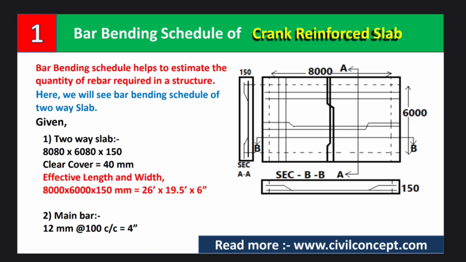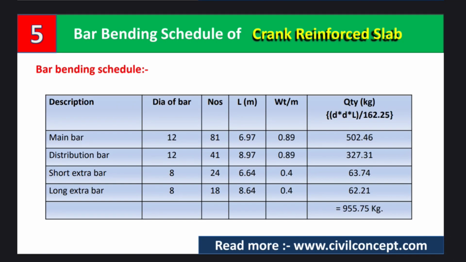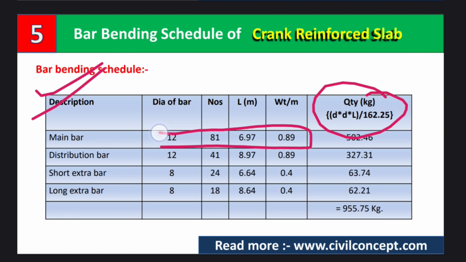Okay guys, so in this way we can calculate the total quantity of steel bars used in the slab, which is of crank. So I have written here all the bar bending schedule, and you can use this formula as well, or simply we can multiply all this value to get the answer.